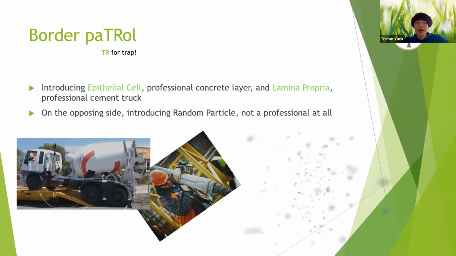Another part of border patrol is the mucous membranes, and we can memorize this by the TR in patrol. TR for trap, because what they do is they trap different tiny little substances such as dust. The mucous membrane consists of epithelial cells and lamina propria. These are the two outermost cells that are most influential in making sure that dust does not get into your body and harm your interiors.